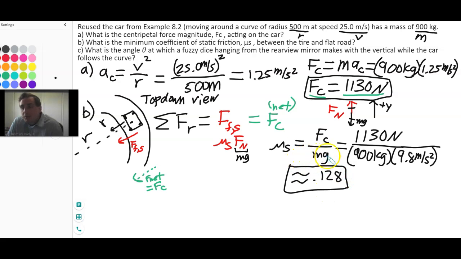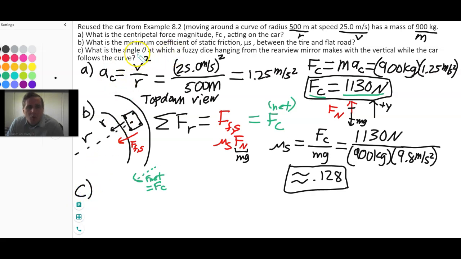By the way, that's also the same value we got as far as the number of G's in the last video that I did about this car, but that's sort of serendipitous. I haven't figured out an exact reason why that is. Okay, how about part C?